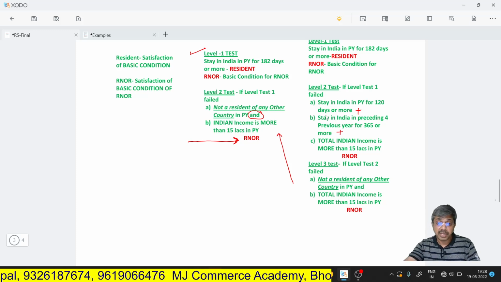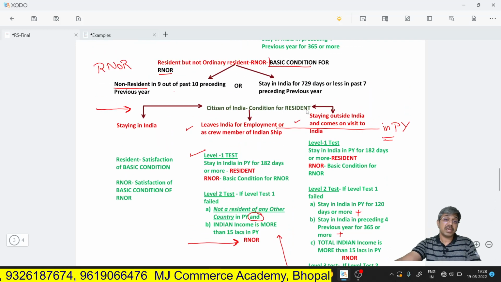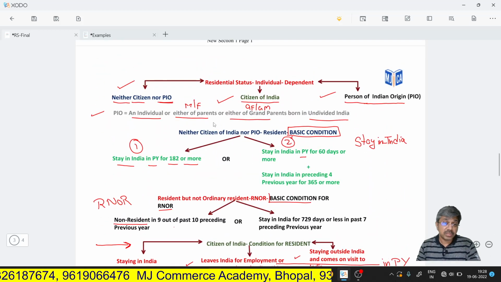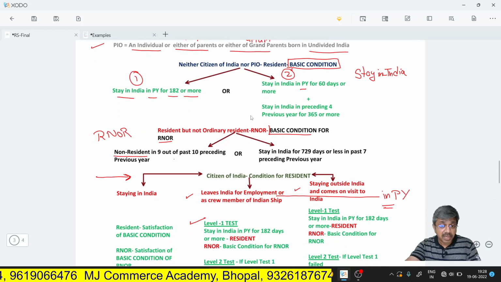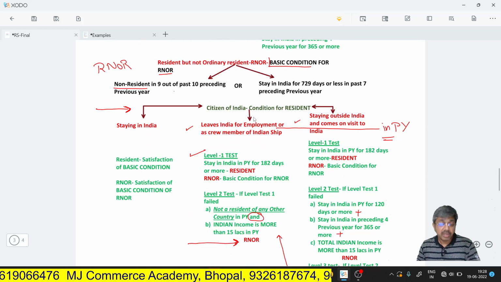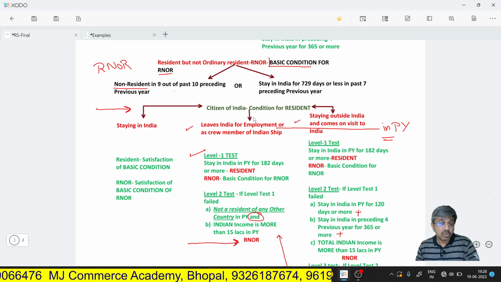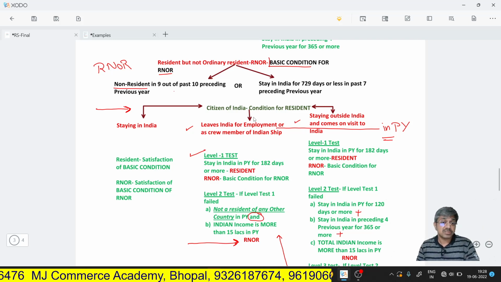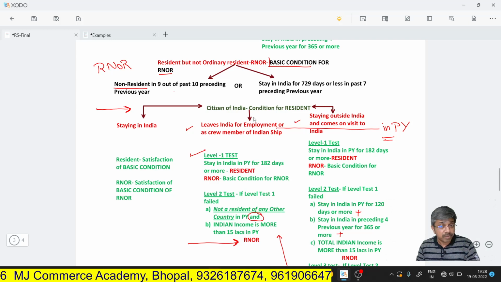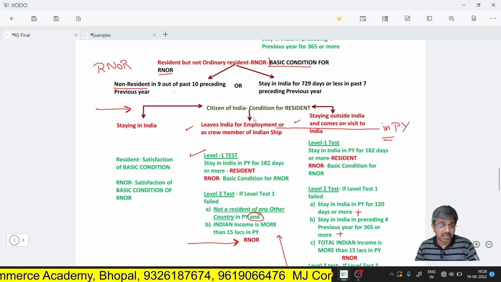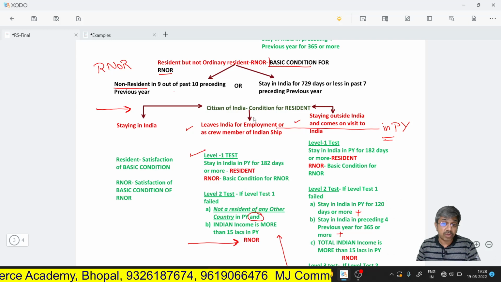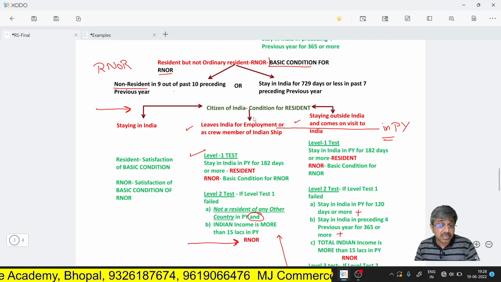It means in exam perspective, again you think from this category whether a person is falling in neither citizen nor PIO category, whether a person is falling in citizen of India. Again, if a person is falling in a citizen of India, in your mind, in your exams, you categorize in these 3 categories. Staying abroad, leaves India for employment in a previous year, staying abroad comes on visit to India. If he is not falling in this category, he will fall in this residual category. And accordingly, you work out how to determine this residential status.